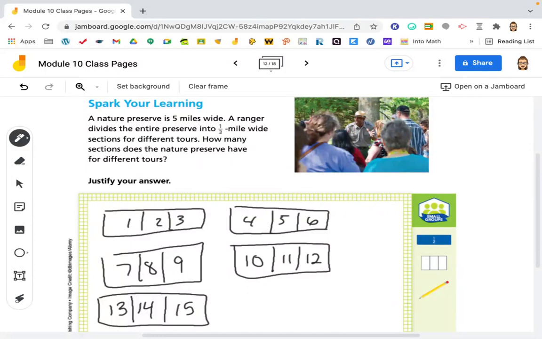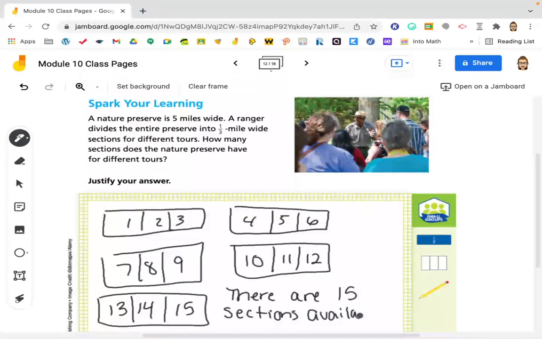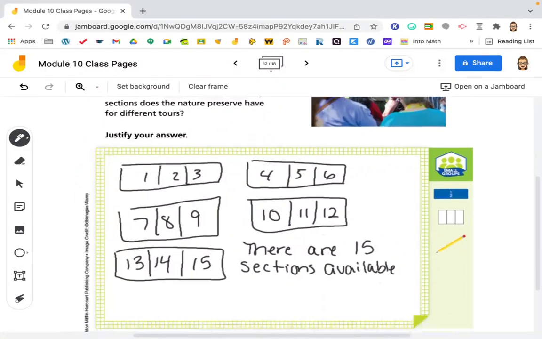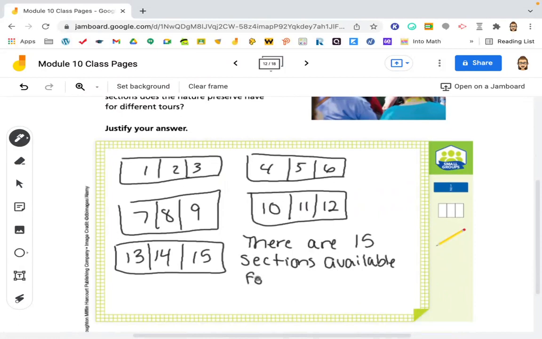So there are 15 sections available for different tours.